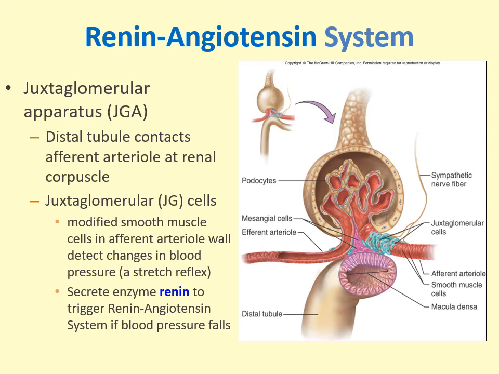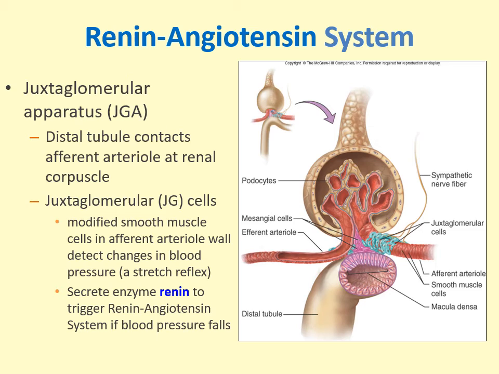And the juxtaglomerular cells, they're modified smooth muscle cells in the afferent arterial wall. And the important thing is these juxtaglomerular cells can detect changes in blood pressure, i.e. they can detect if there's too high blood pressure or too low blood pressure. Usually they're looking for too low a blood pressure, because if the blood flowing in is low, then you're not getting good filtration, and the kidneys have a mechanism to try to maintain blood flow into the kidney to ensure that we get good filtration of the plasma.